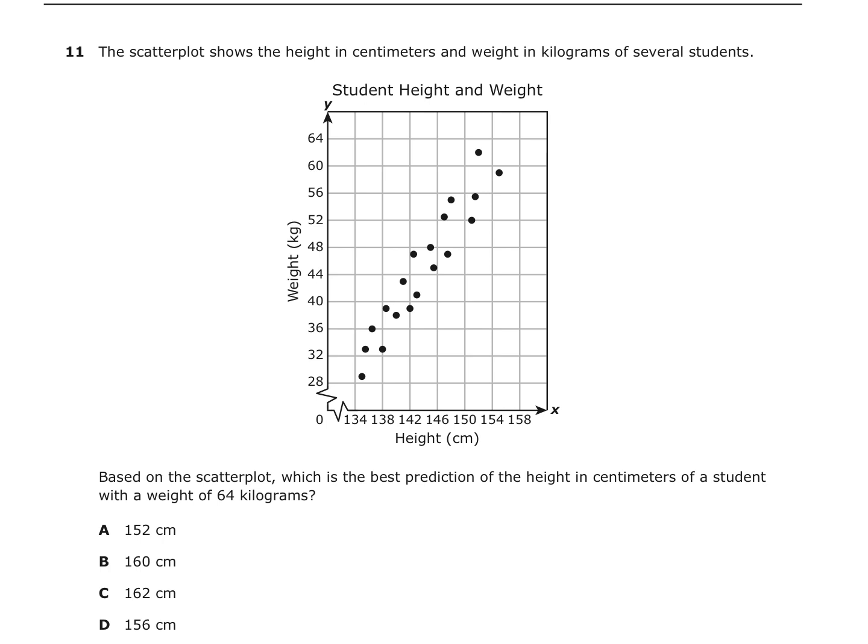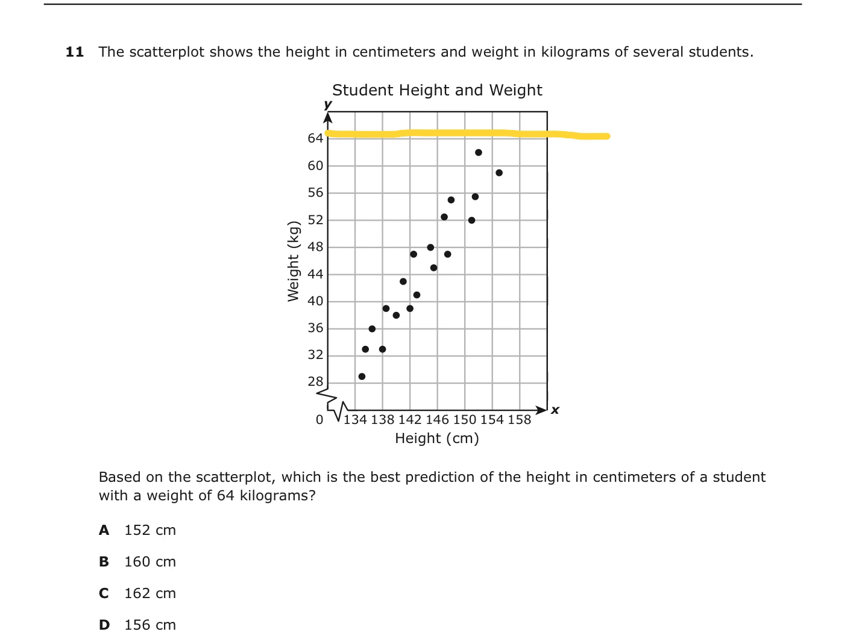Number 11. A scatter plot shows the height in centimeters and weight in kilograms of several students. So the height is your y-axis. No, that's the weight. The height is your x-axis. Based on this scatter plot, which is the best prediction of height in centimeters of a student that weighs 64 kilograms? So what we need to do is look at 64 kilograms, and we're going to draw a line all the way across 64 kilograms. And so then we need to find the line of best fit, a line that goes through all of these points.